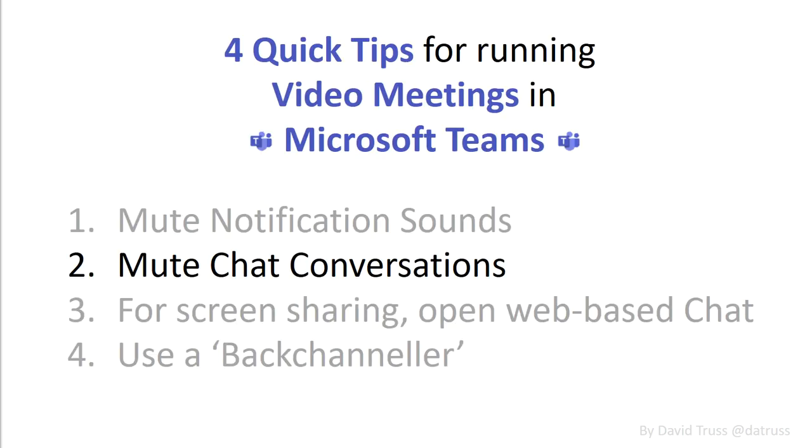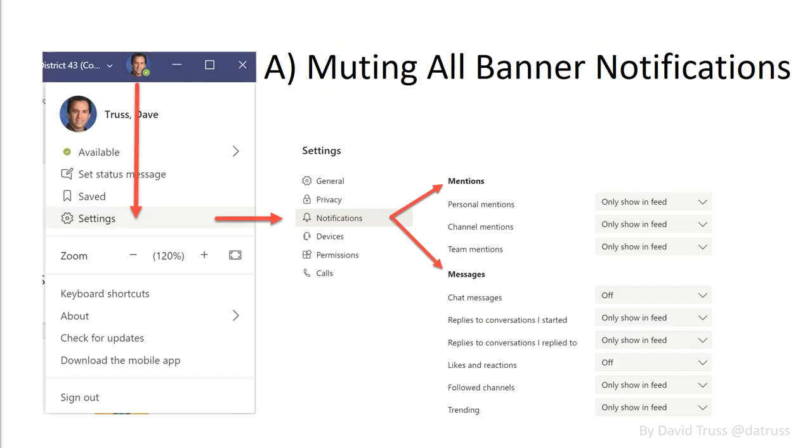As well, you might want to mute chat conversations, especially if you have them as banners, because they can be quite an interruption. And there are a couple things that you can do here. One is to go to the same profile image, click on it, go to settings, notifications, and make it so that your mentions and your messages are only showing up in your feed and that they're not actually showing up as a banner. That's one way to help reduce the notifications.